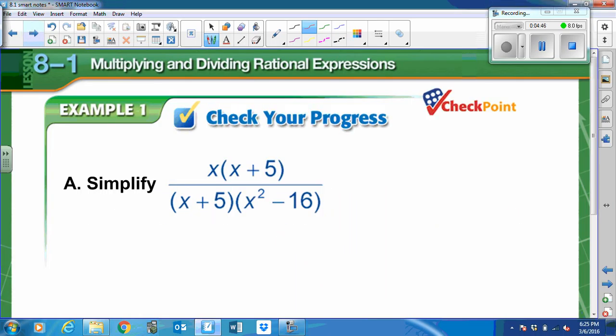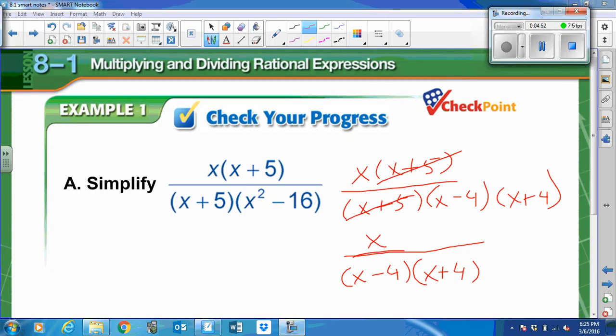So I'm going to do this one. Go ahead and pause it and do this yourself, and then start it again and you'll see the answer. And there you have your answer. And we would say, if it had asked where it's undefined, we would say that it's undefined at -4, +4, and -5, because we have to include that even though it was canceled.